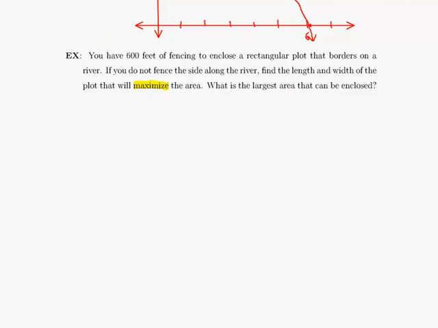So let's draw a picture of what we have here. We have the river right here, and we're going to build a fence coming out this way, and it's going to be a rectangular plot. We have 600 feet of fencing available. The question is, what's the maximum size of an area that I can enclose? Say I'm going to use this for grazing. I want the most possible area here.